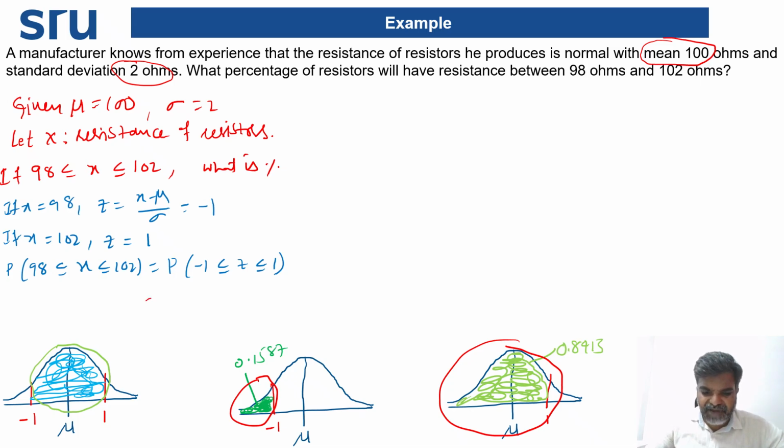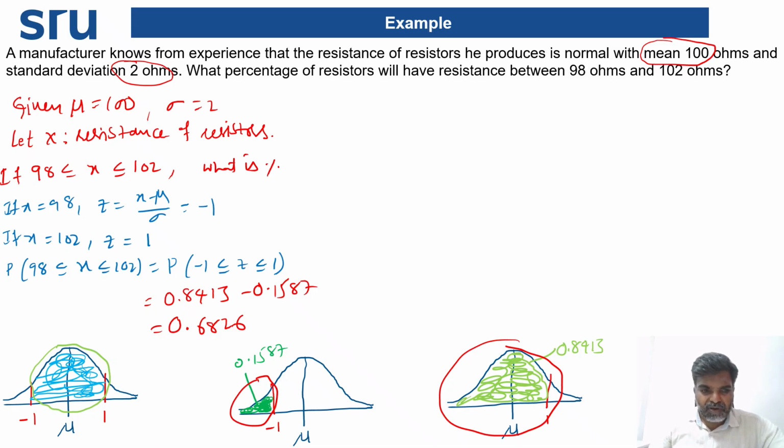So what is the required value here? 0.8413 minus 0.1587. This is equal to 0.6826. This is the probability. When X lies between 98 and 102, the probability is 0.6826.